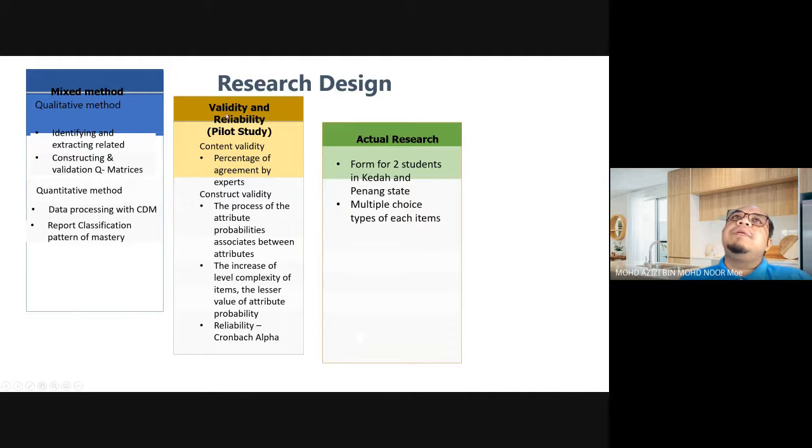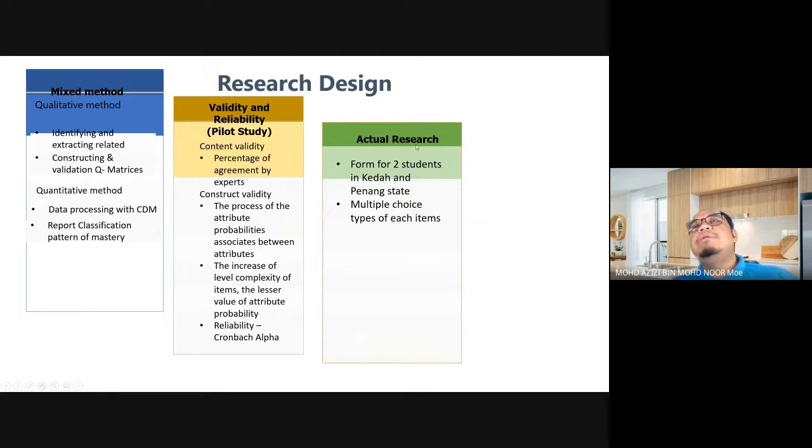To determine the validity and the reliability, we rely on the process of the pilot study. The content validity is determined by the percentage of agreement by the experts. Construct validity is the process of examining the attribute probabilities between the attributes. It means that as the level of complexity of the items increases, we expect to see a lower value of attribute probability, because the more complex the item, the lower the score of the students. The reliability will use the Cronbach alpha.